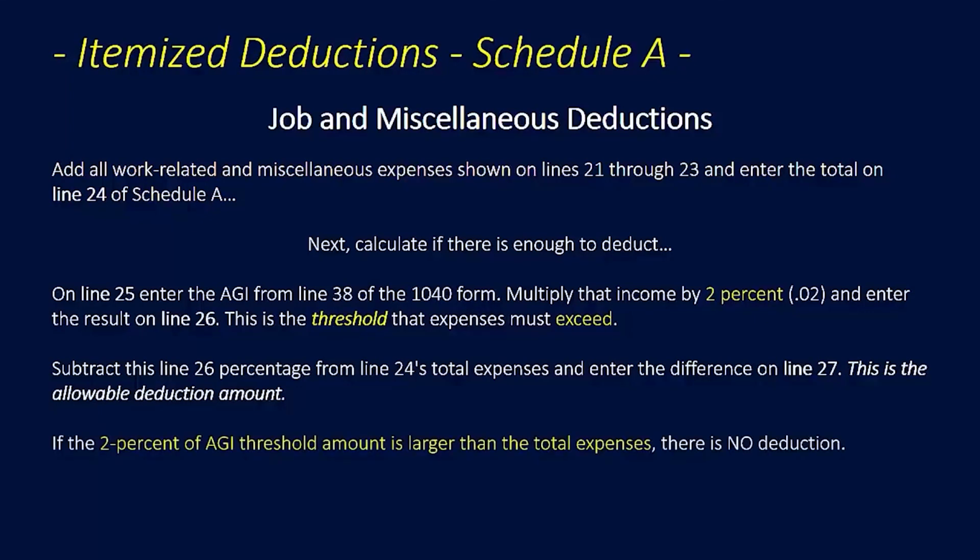If the 2% of AGI threshold amount is larger than the total expenses, then unfortunately there's no deduction. We enter 0 on line 27 of Schedule A.